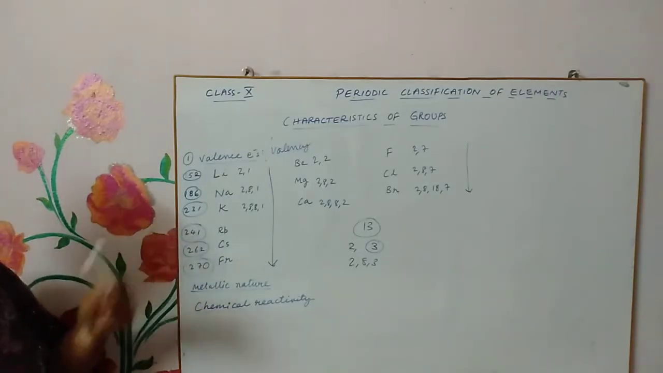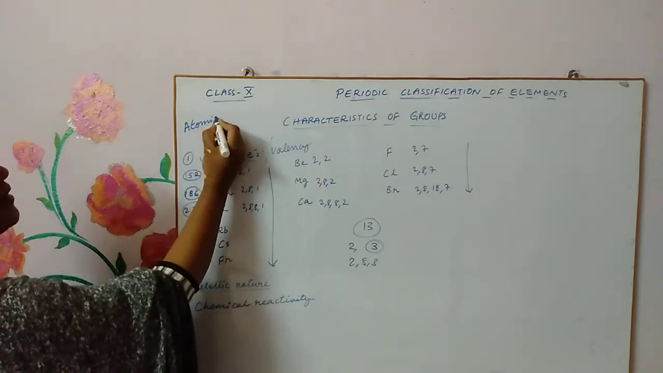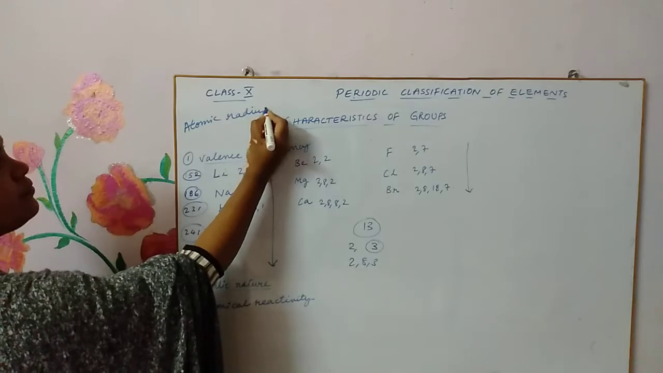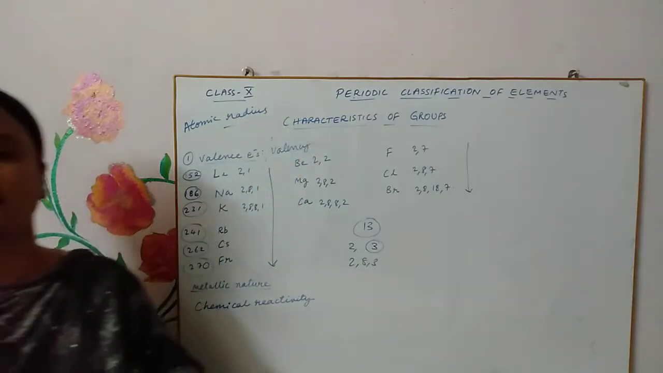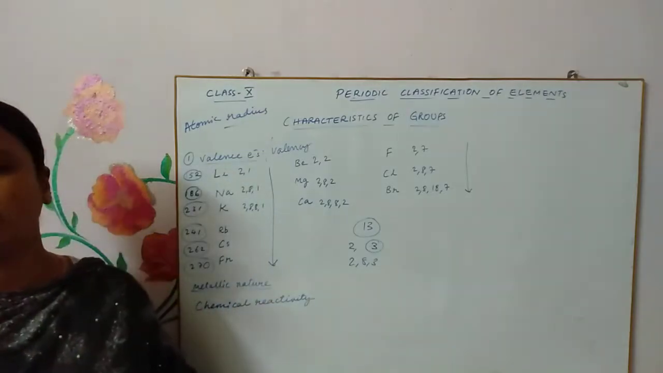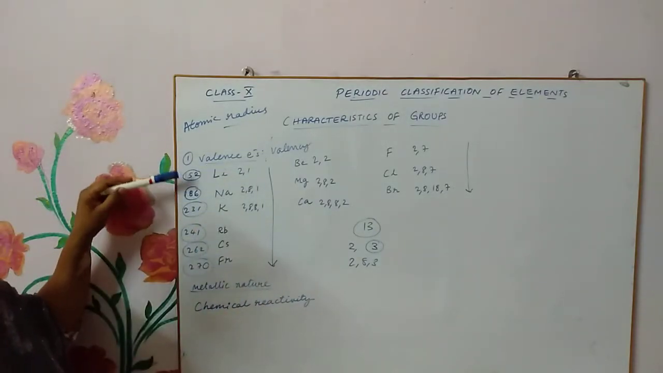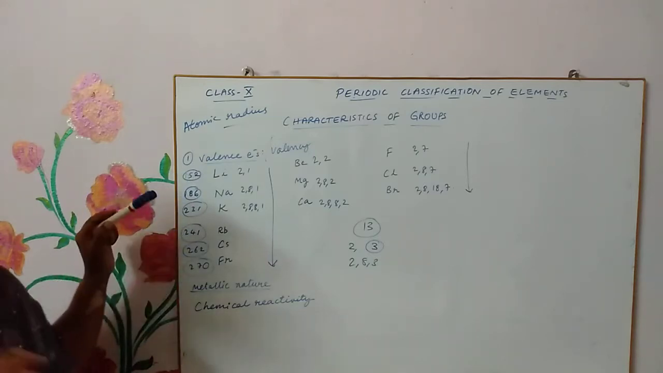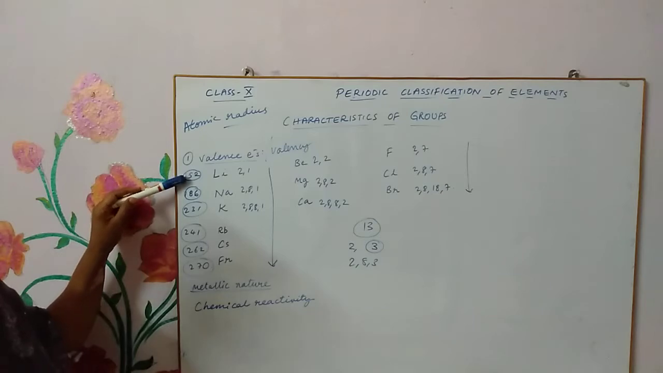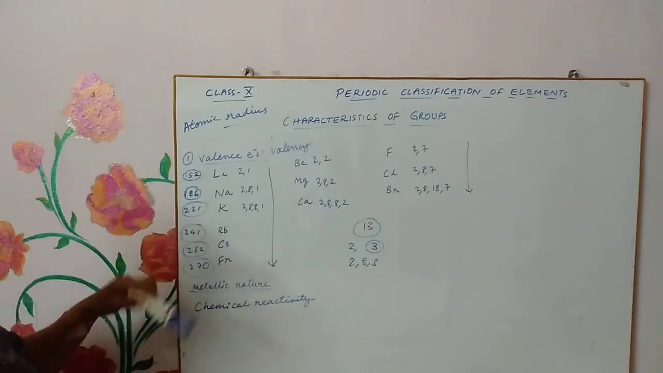Coming to the atomic radii. Now we are talking about the atomic radii. I just spoke about it. What is an atomic radius, children? Atomic radius is nothing but the distance from the nucleus to the outermost shell. As you know, in a group, you can see here that these are all expressed in terms of picometers, and you can see that there is a gradual increase in atomic radii as you go from top to bottom.